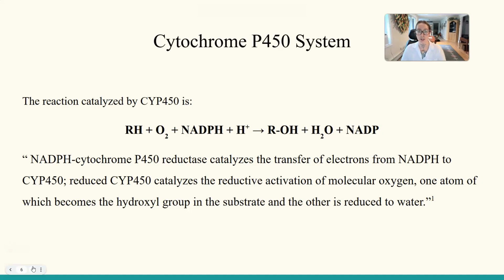This is an example reaction catalyzed by CYP450. This is taken from our book, Harper's Illustrated Biochemistry, and it says NADPH cytochrome P450 reductase catalyzes the transfer of electrons from NADPH to CYP450. Reduced CYP450 catalyzes the reductive activation of molecular oxygen, one atom of which becomes a hydroxyl group in the substrate, and the other is reduced to water.